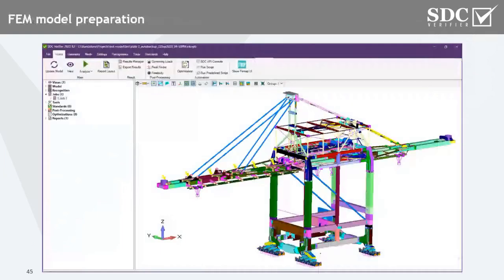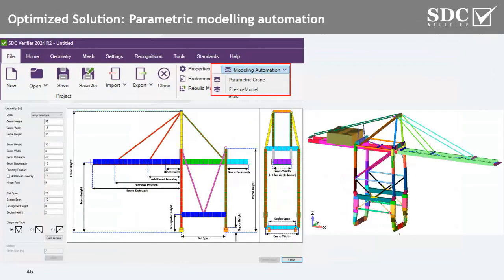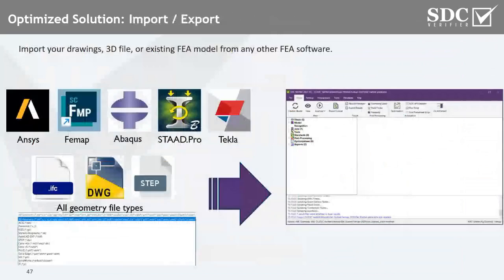So what happens is the software allows you to create the model from scratch. You can account for any single component you need, or you can create a parametric model of the crane just by filling in all the dimensions you need. You might say, okay, but I already have a model in ANSYS or FEMAP or Abaqus or some AutoCAD file. You can, of course, import that. That's still compatible with any software you see on the screen.